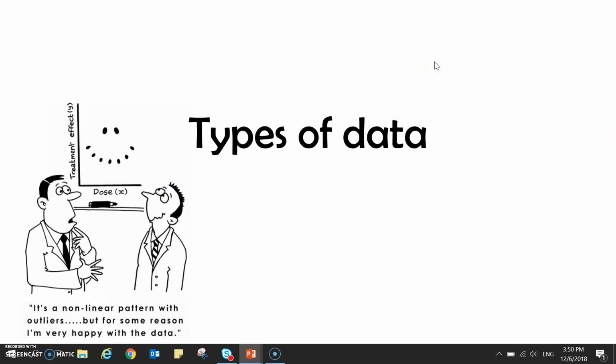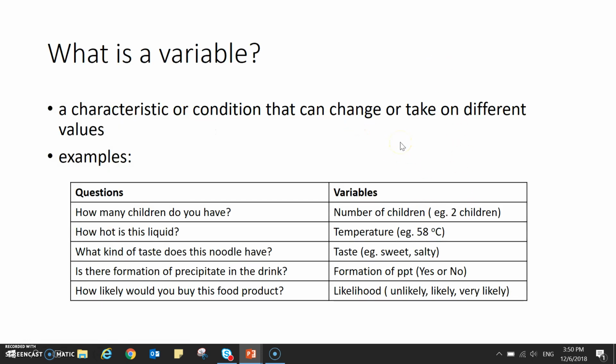Now, we'll first talk about the different types of data. When people talk about an experiment, they typically mention what are the variables that will be measured. What exactly is a variable? A variable is a characteristic or condition that can change or take on different values.